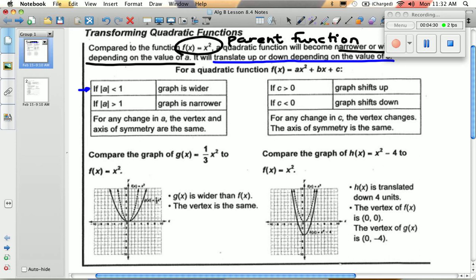No. It has to be... well, it can't be 0, because if it's 0, then you'd have 0x squared, and then you wouldn't have an x squared. It can't be negative because the absolute value of negative is positive. So here's the deal, guys.